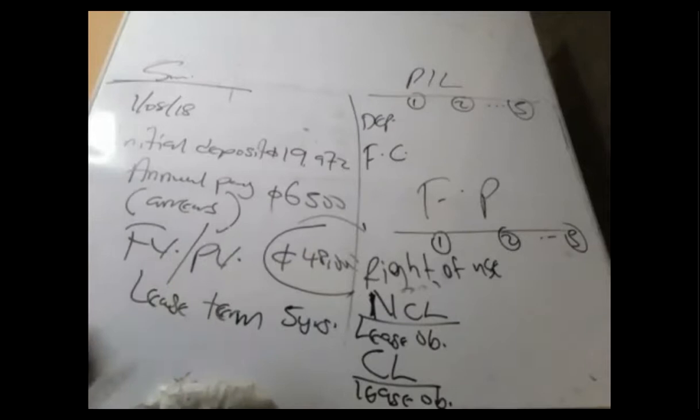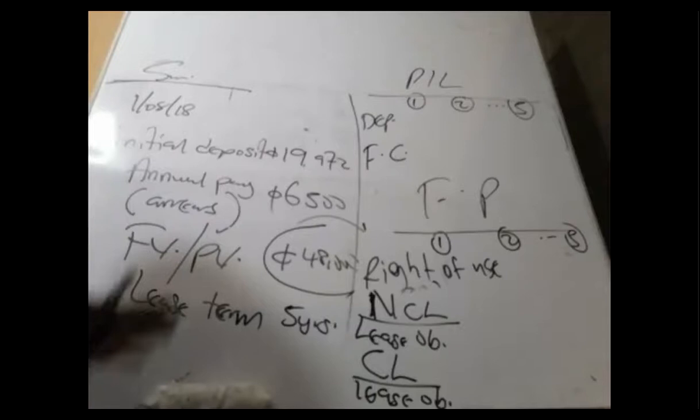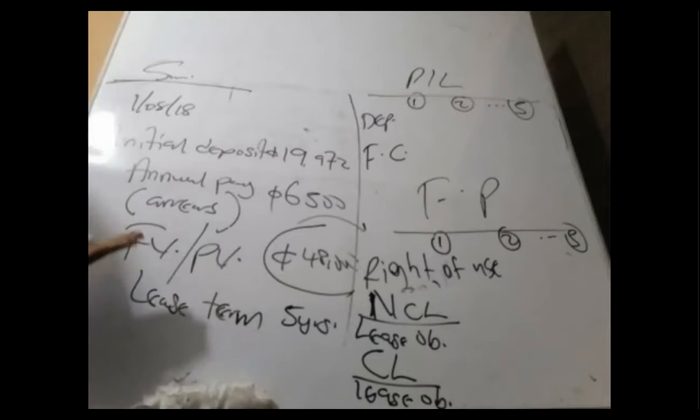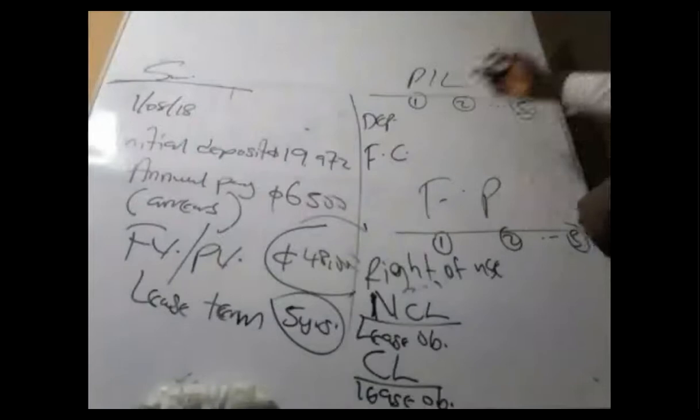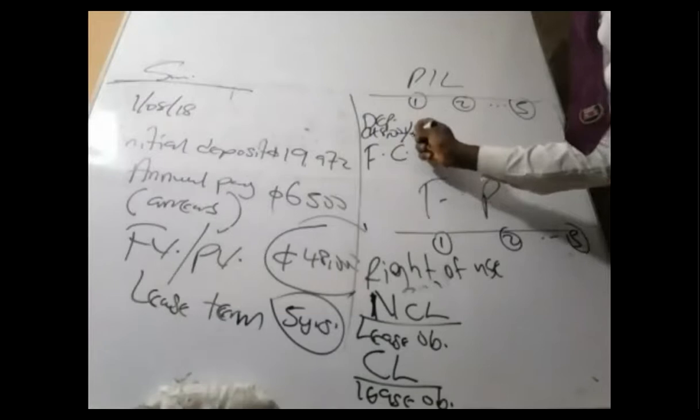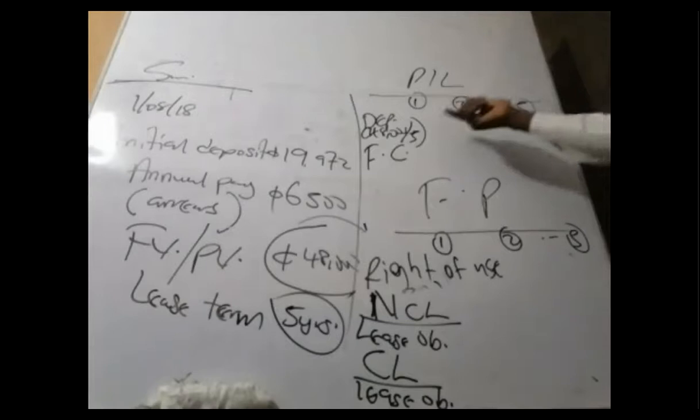So depreciation. 48,000 divided by the shorter of the asset's lease term and its useful life. But it didn't give us both, just the lease term. It didn't give us the asset life, right? So in scenarios like that, just choose the one they give to you. They give us only one item, the 5 years. So depreciation will be 48,000 divided by 5 years. That's the first thing you have to do, and write it for all the 5 years.